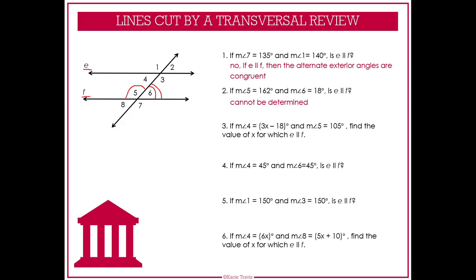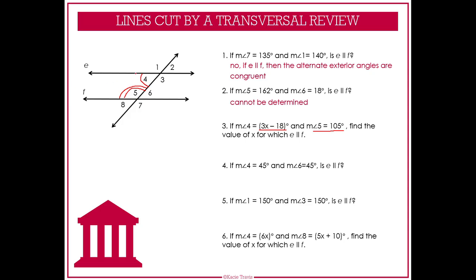Our next one gives us a little bit of algebra. The measure of angle 4 is 3x minus 18. Let's look at where angle 4 is. That's right here in between the lines. And angle 5 is 105, which is also in between our lines. Find the value of x for which E is parallel to F.